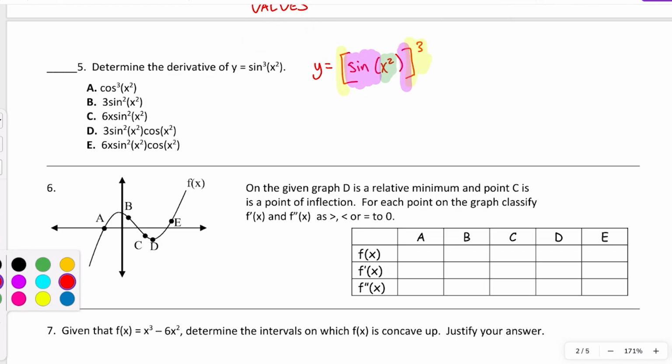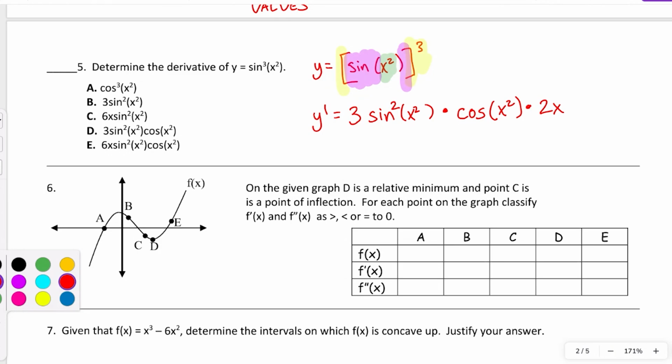Start with the outside function. Y prime is going to be 3 times sine of this thing squared, and I'm actually just going to revert back to putting the squared here just so that it looks more like the answer choices of x squared. So just use the power rule with the 3. And then times the derivative of sine. The derivative of sine is cosine, so this is going to be times cosine of x squared. And then times the derivative of x squared, which would be 2x.